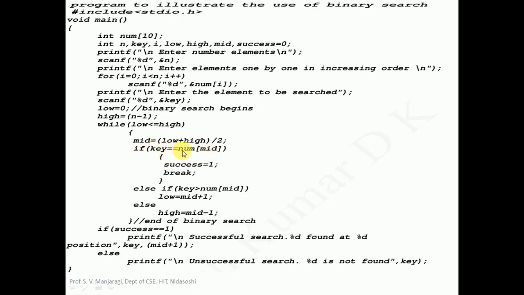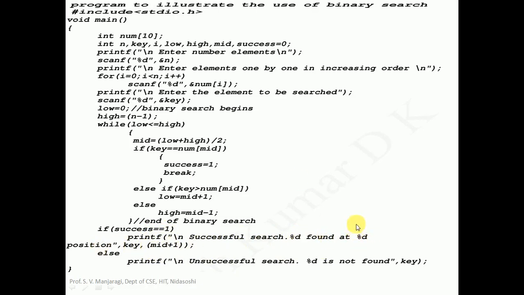If key matches with middle element, then we make the flag success equal to 1 and we break the while loop. No need to continue because key is found at middle element itself. And after that we come out of the while loop. So this is the end of while loop, and we check the value of success. If success equal to 1, we print that search successful, and that element is found at, we print a key here. So the key will be found at, and we print position here.